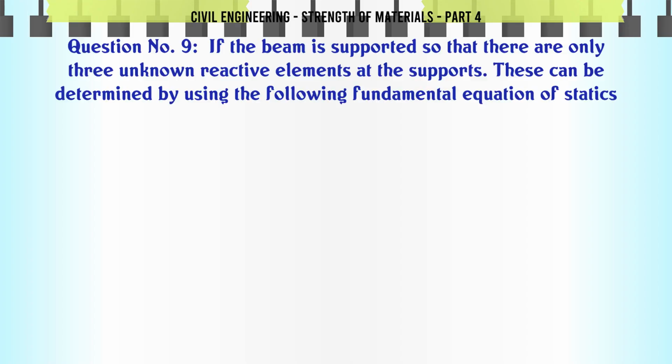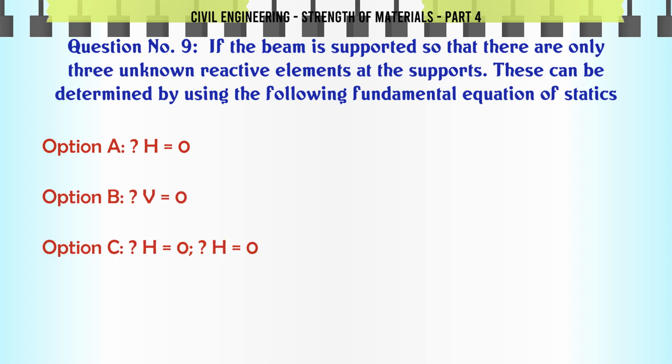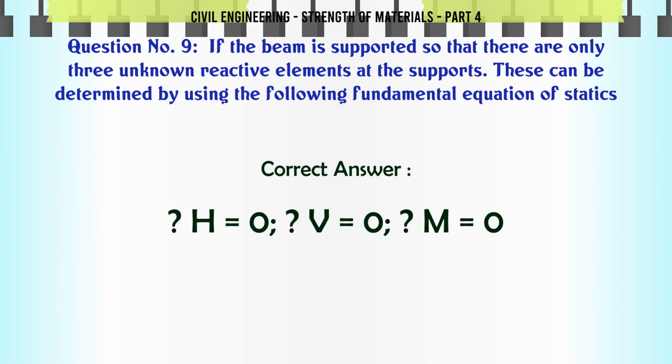If the beam is supported so that there are only 3 unknown reactive elements at the supports, these can be determined by using the following fundamental equation of statics. A: ΣH = 0, B: ΣV = 0, C: ΣH = 0 and ΣH = 0, D: ΣH = 0, ΣV = 0, ΣM = 0. The correct answer is ΣH = 0, ΣV = 0, ΣM = 0.